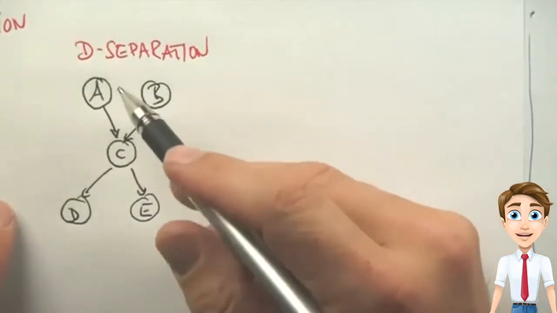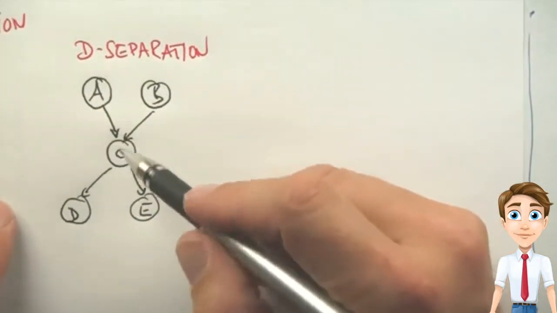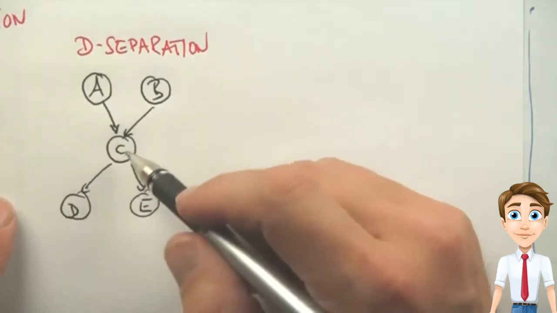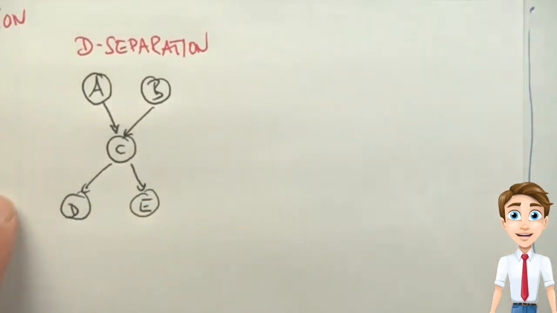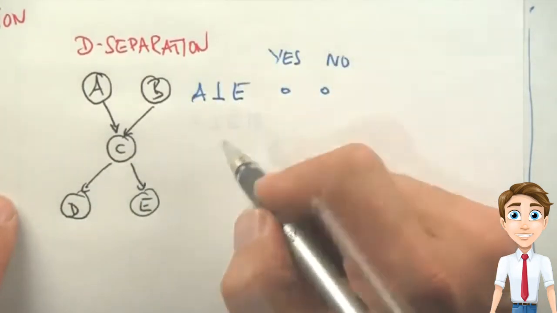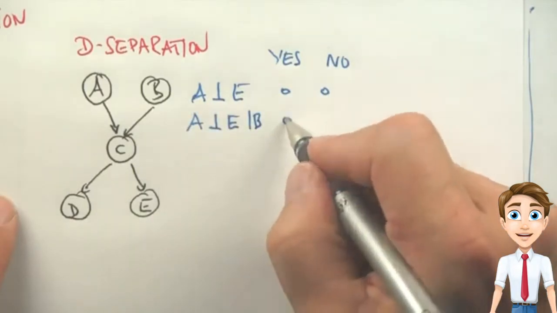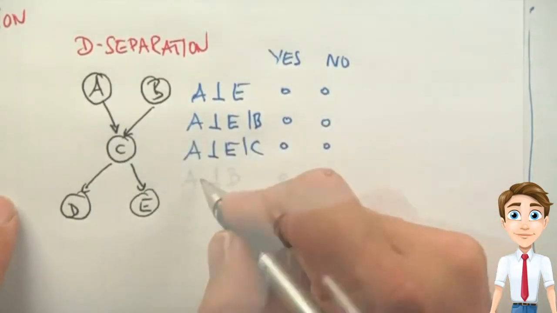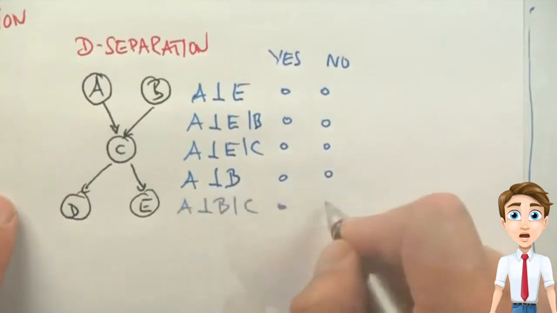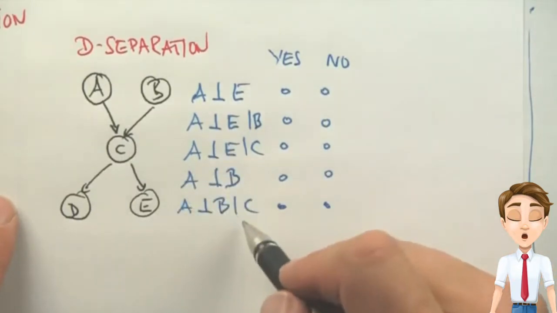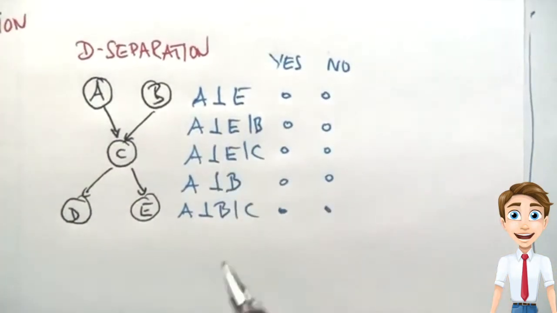In this graph over here, A and B connect to C, and C connects to D and to E. So let me ask you, is A independent of E? A independent of E given B? A independent of E given C? A independent of B? And A independent of B given C? And the answer to this one is really interesting.